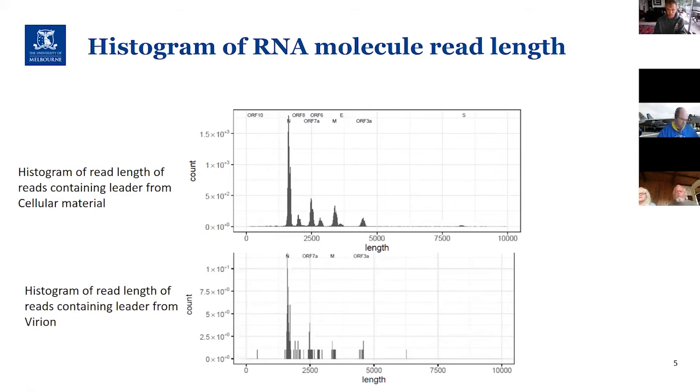And you can see the other open reading frames. The top is the cellular material, and then the bottom is the virion material, and there's much lower coverage, but you can still see that in general, you get the same peaks.